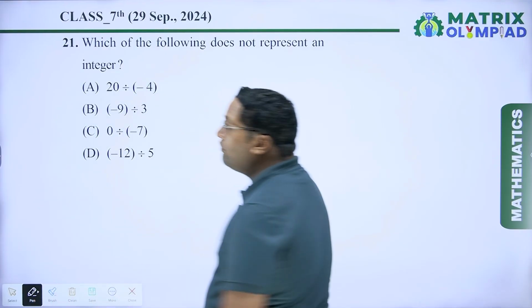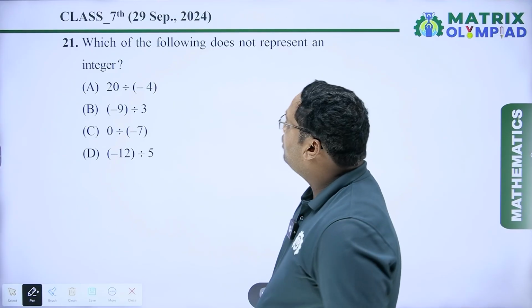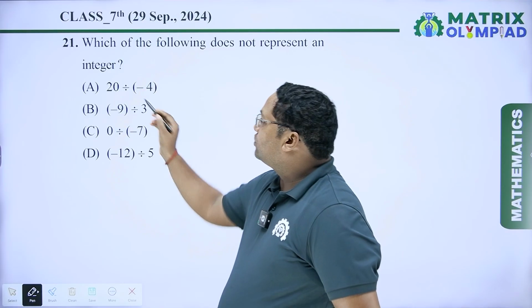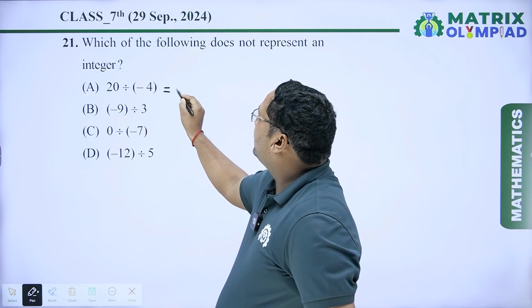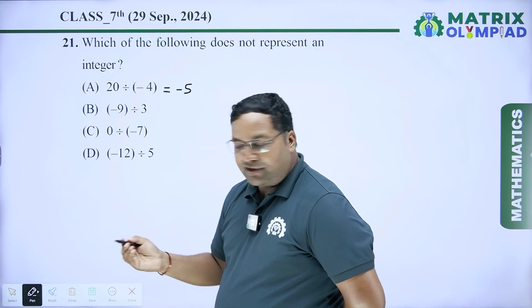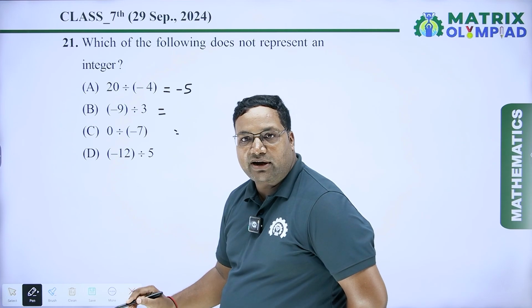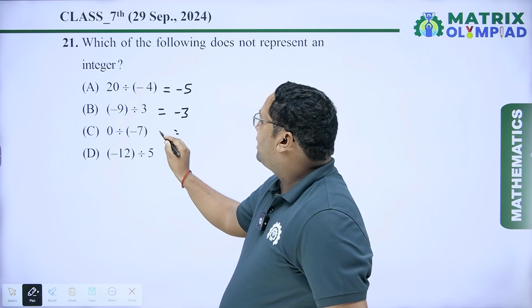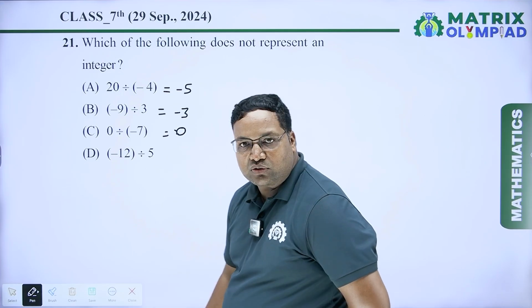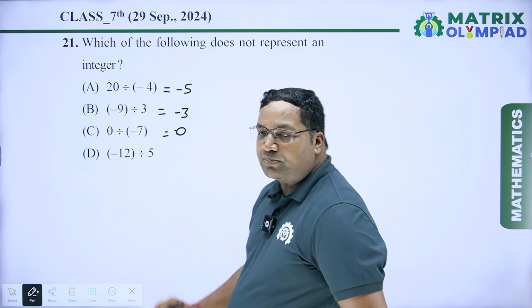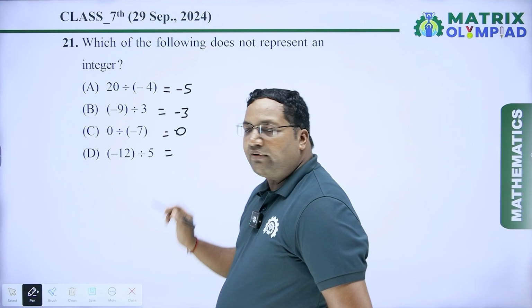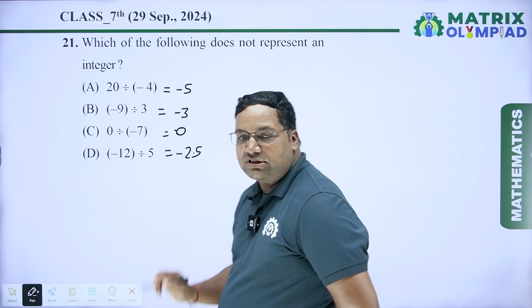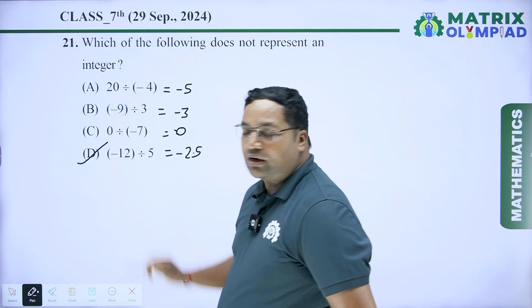So question number 21 is: which of the following does not represent an integer? One by one we have to check. 20 divided by minus 4, we will get minus 5. It is an integer value. Minus 9 divided by 3 is minus 3, also an integer value. 0 divided by minus 7 is 0, so it is also an integer value. Let's check option D. Minus 12 divided by 5 equals minus 2.5, which is not an integer value. So the right option is option D.